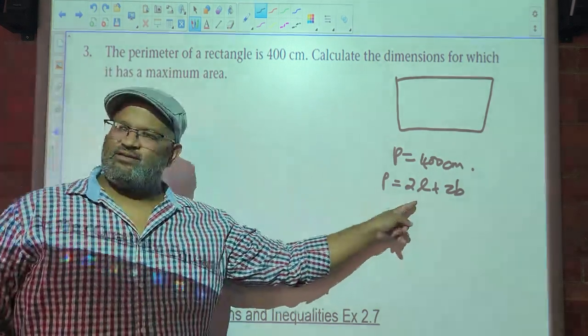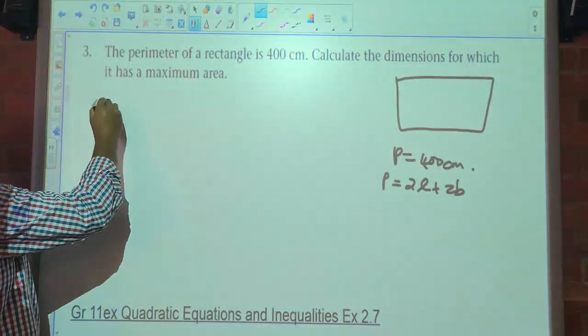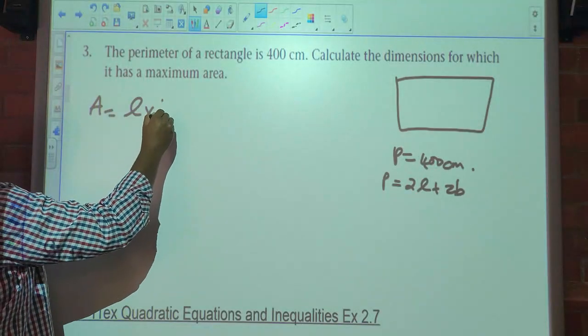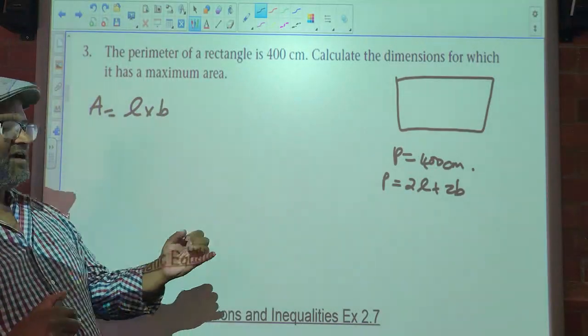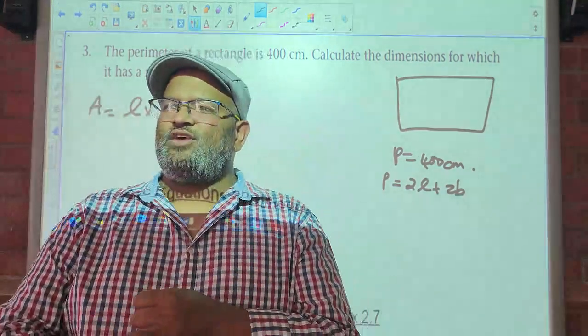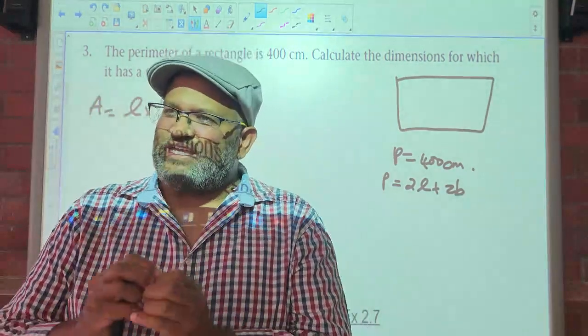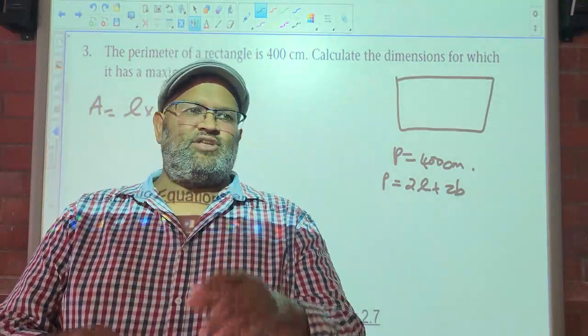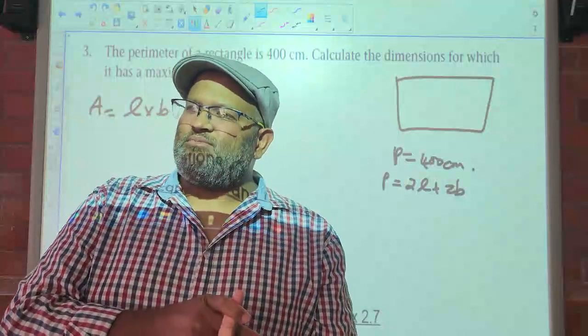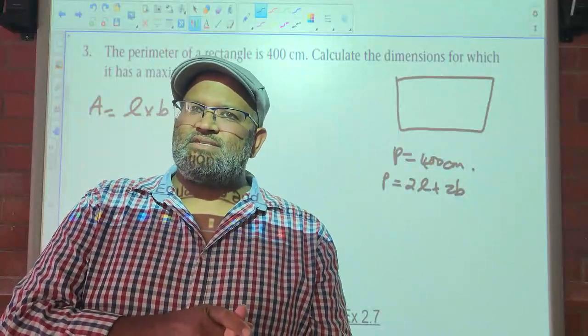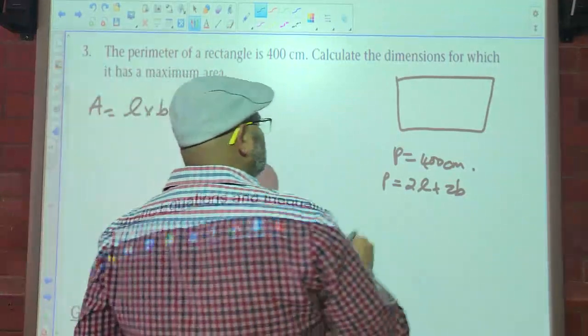This is perimeter. How do you calculate area? Area is going to be length times breadth. So what I'm going to do is I'm going to have a length and a breadth in terms of the same variable. Why? So that if we're working with one variable, we can complete the square. You guys understand? So where do we start?